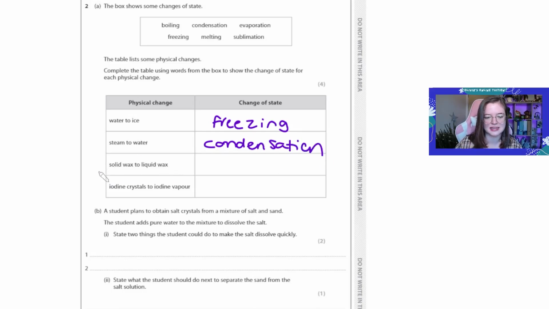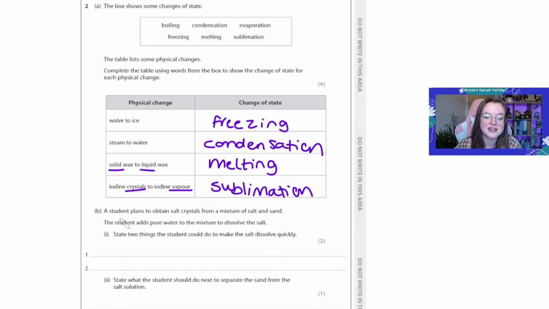Solid wax to liquid wax. Well, it's just going from a solid to a liquid. The fact that it's wax bears no relevance. That's just melting. And then iodine crystals to iodine vapor. Remember, crystals, that's just a solid, like salt crystals. Going to a vapor. So it's just trying to make it more complicated than it is. It's essentially just saying solid to a gas. And that is going to be sublimation.